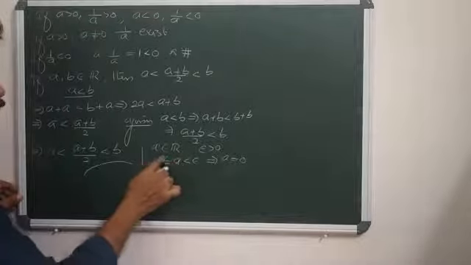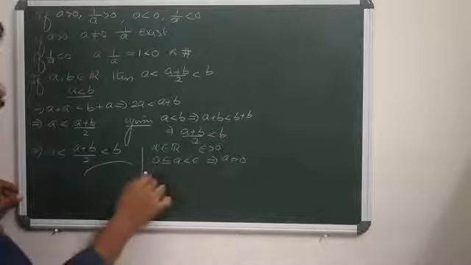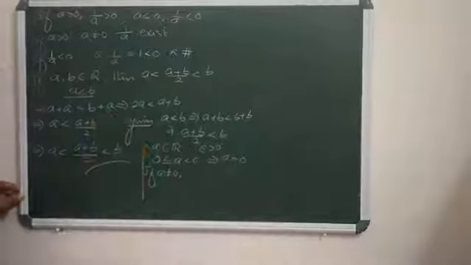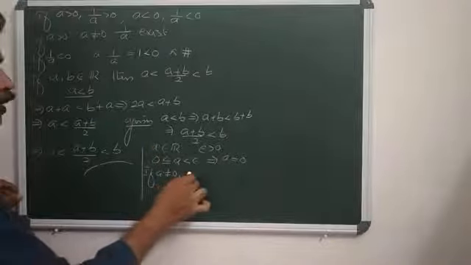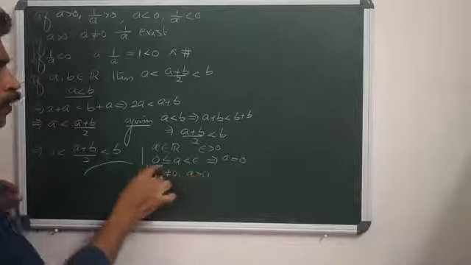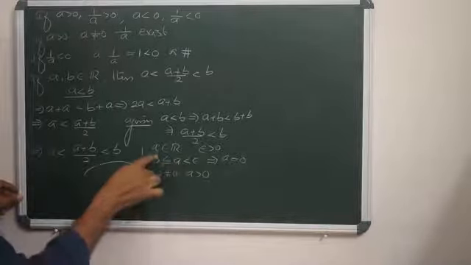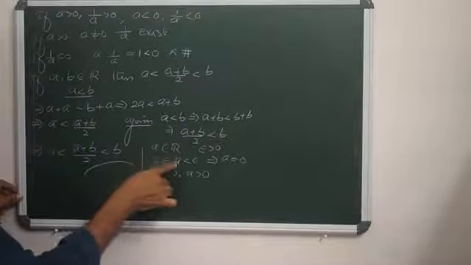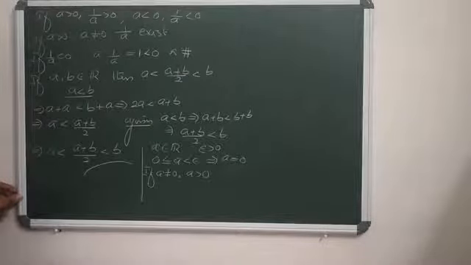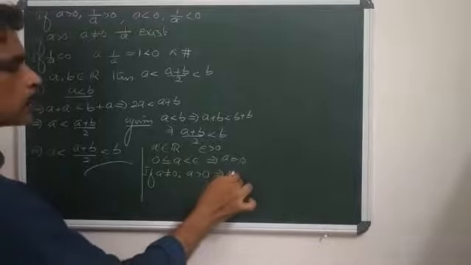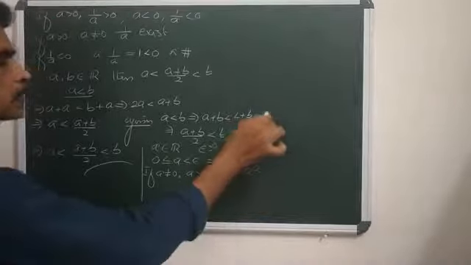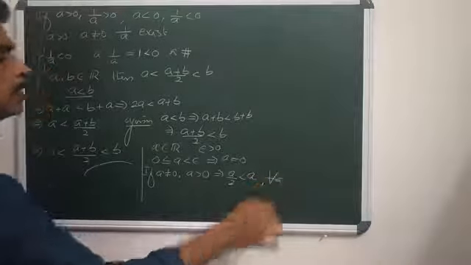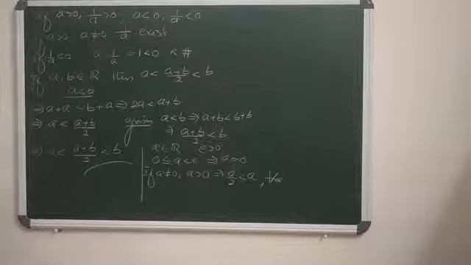When a equals 0, nothing to show. Suppose a differs from 0. Since a differs from 0, then clearly a should be positive. Why? Because 0 less than or equal to a is given. So when a differs from 0, then 0 is strictly less than a. That means a is positive. When a is positive, surely a by 2 is strictly less than a itself. For any positive number a, a by 2 is strictly less than a.